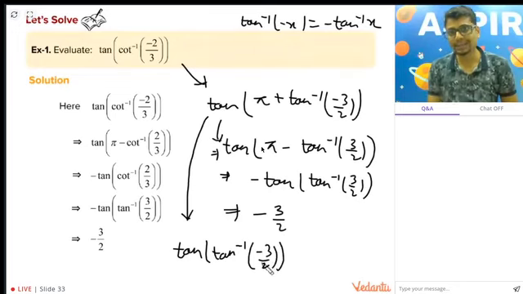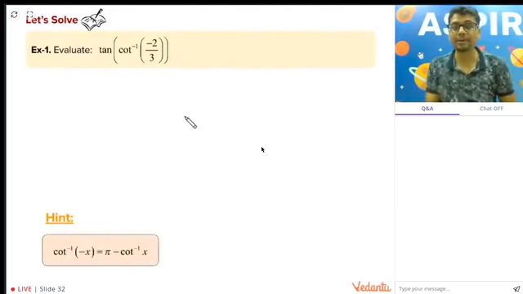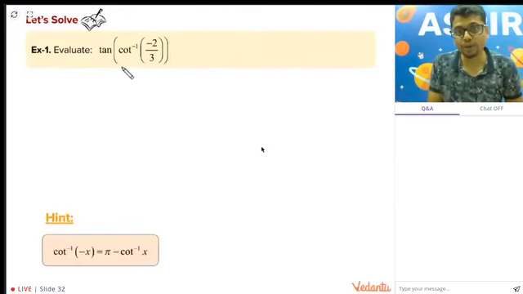And minus 3 by 2 is of course in the domain of tan inverse, right? So tan of tan inverse x is x. So it is minus 3 by 2, right? So this is one way. Now let me tell you some other way. I mean, what do you expect this to be?